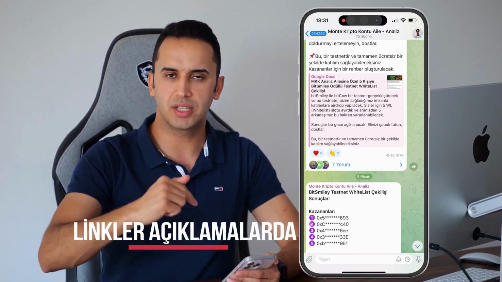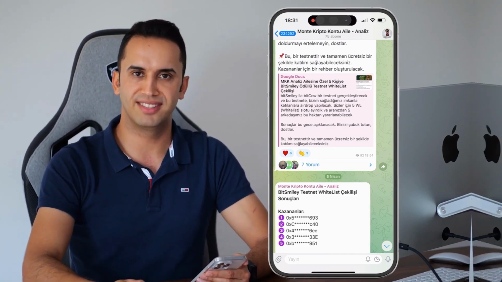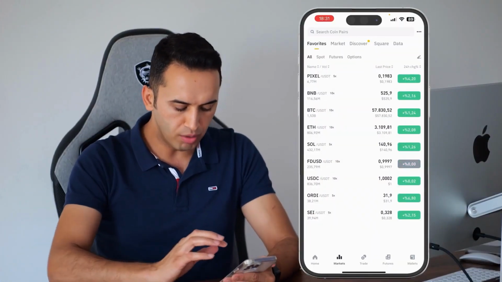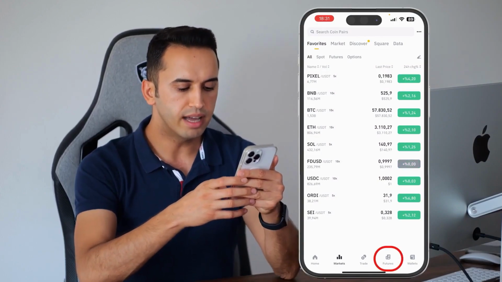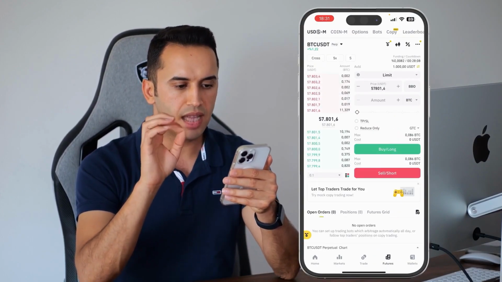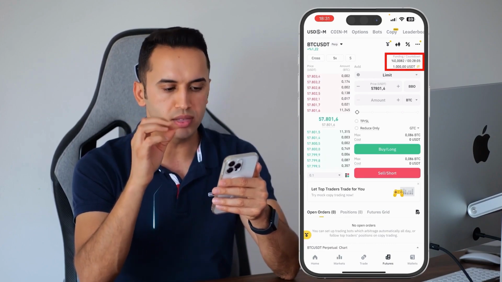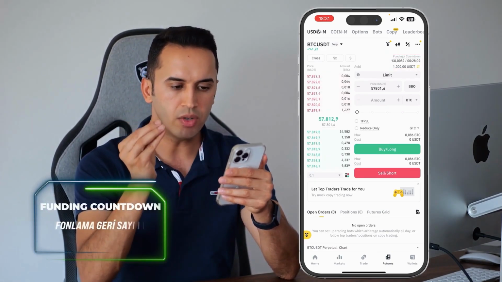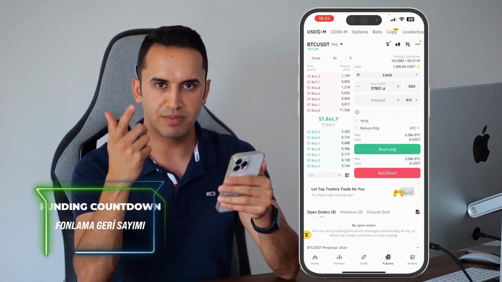Now, what is the funding fee? First of all, let me open the screen, and I clicked on futures and look at the top right hand side. It says funding countdown. But funding means countdown in countdown. I hope I'm not making a mistake with the pronunciation.